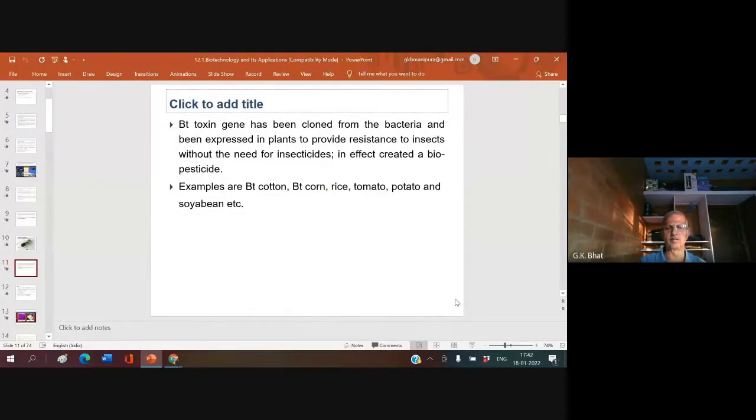Bt toxin, this toxin is developed by the bacterium Bacillus thuringiensis. Bt toxin gene has been cloned from the bacteria. We have removed that gene from the bacteria and expressed it in plants to provide resistance to insects without the need for insecticide. In effect, we created a biopesticide. That means biopesticide is a pesticide where a biological weapon is used to get rid of the disease-causing insects. Here, a living organism is used as a pesticide instead of the chemical.